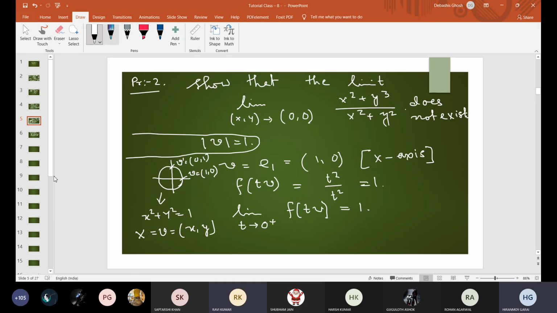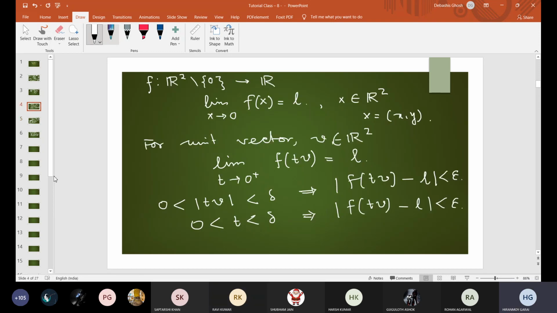Okay, so that criteria shows that if this one exists, then this one exists. If this does not exist, then this limit will not exist. So that limit is just breaking into and coming to the single variable instead of your multiple variables. That's the thing we have done.